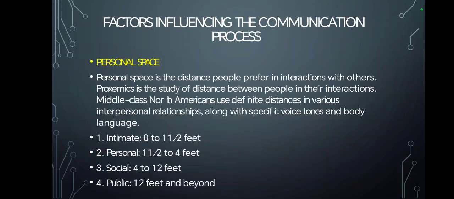Next, we have here personal space. Personal space is the distance people prefer in interaction with others. Proxemics is the study of distance between people and their interaction. Middle class North Americans use definite distances in various interpersonal relationships along with specific tones and body language. The closer we are to people, the more intimate the relationship. That's what we believe. That's why we have to respect personal boundaries, personal space.